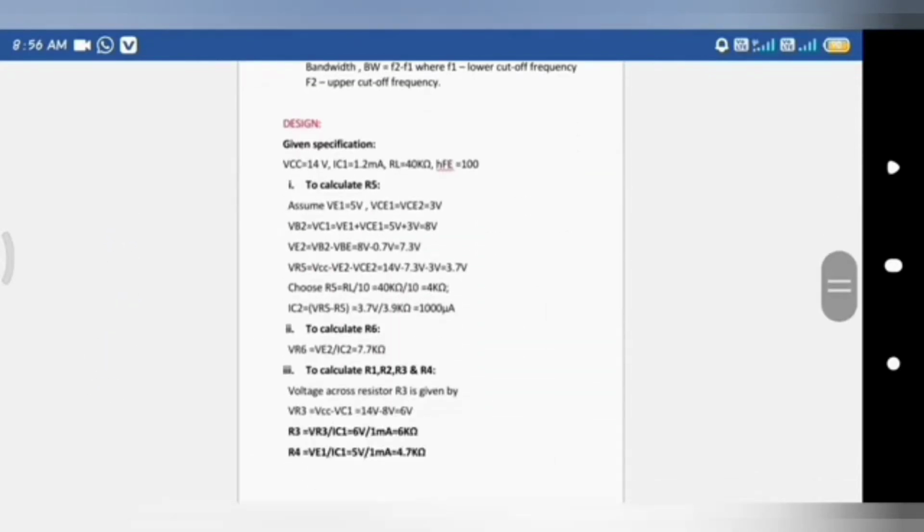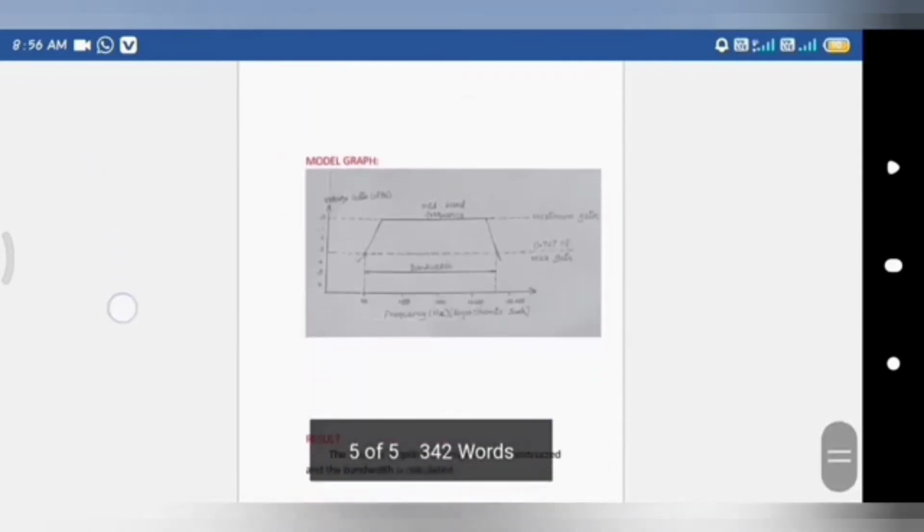The design is shown here. In the model graph, the gain is increasing, then at a certain point it becomes constant. After a certain point it decreases again. Next we will see this experiment in Multisim.